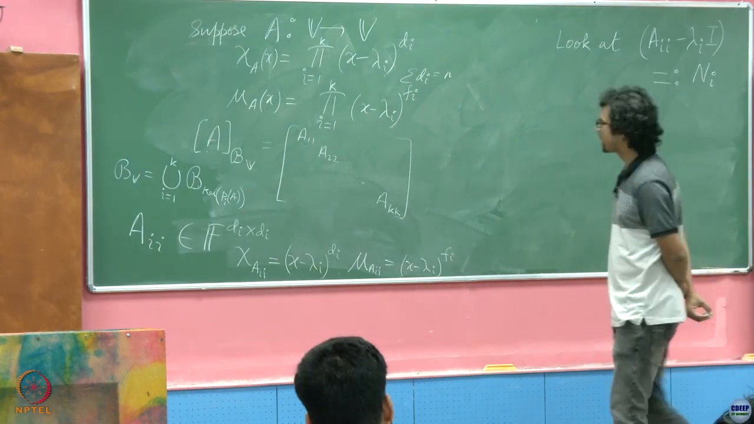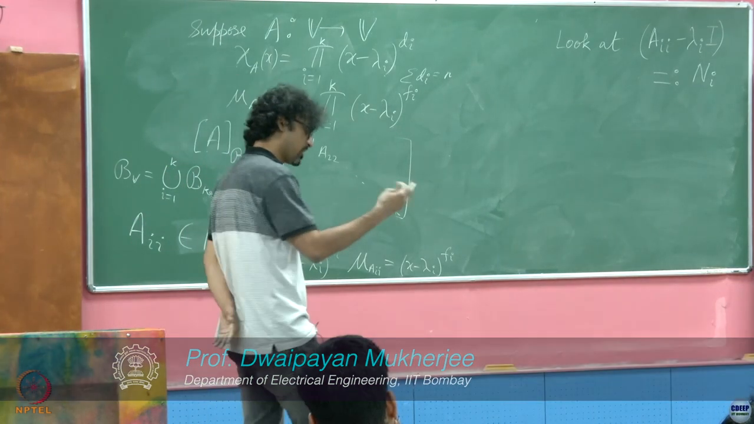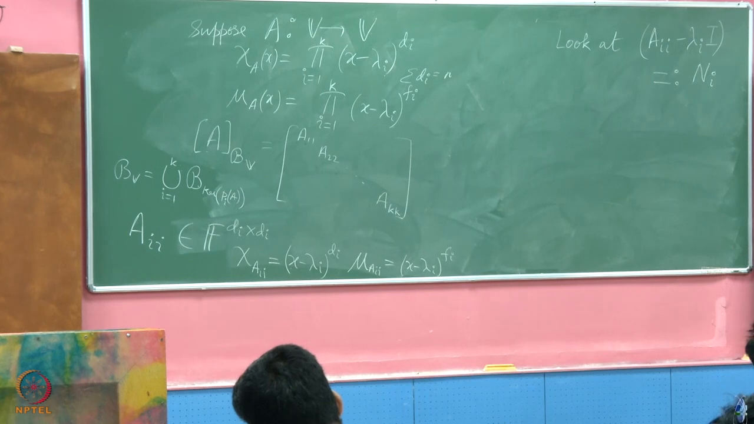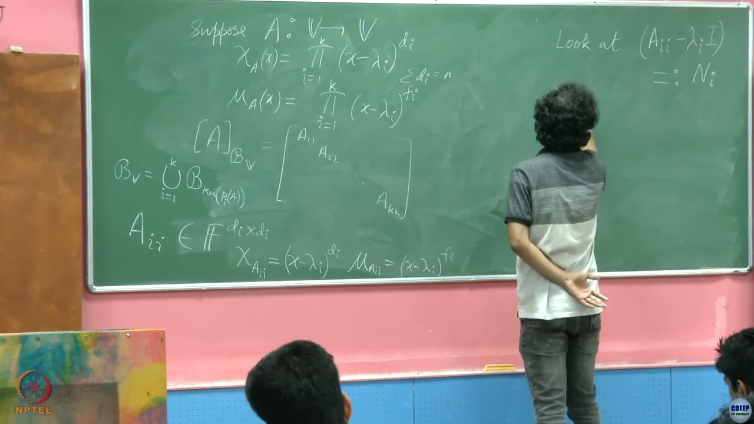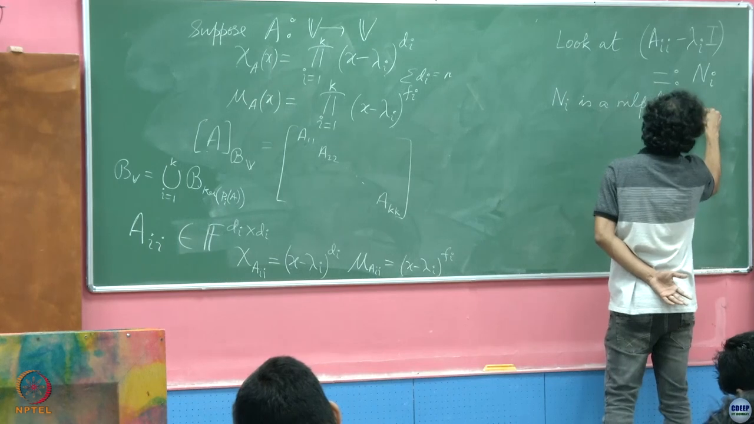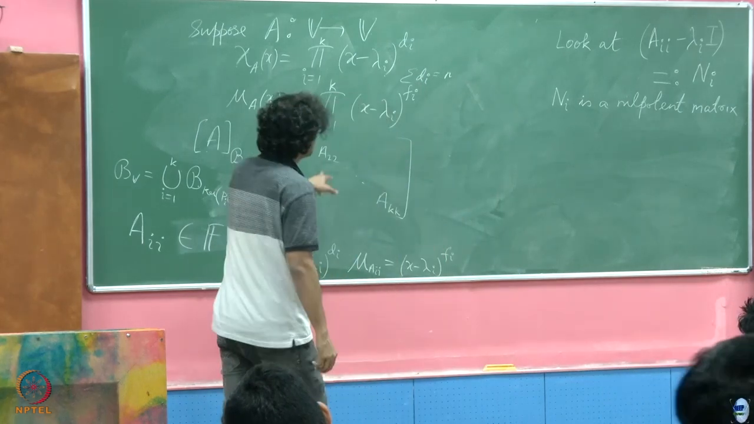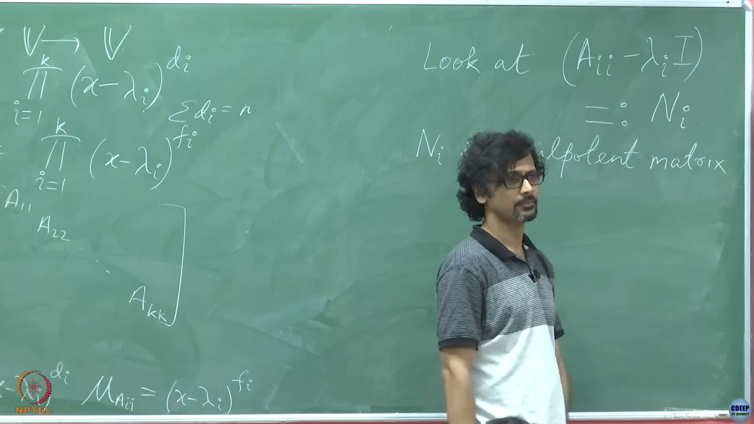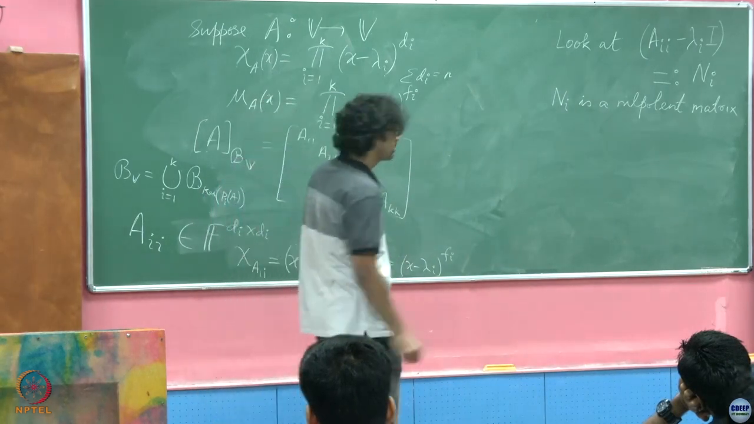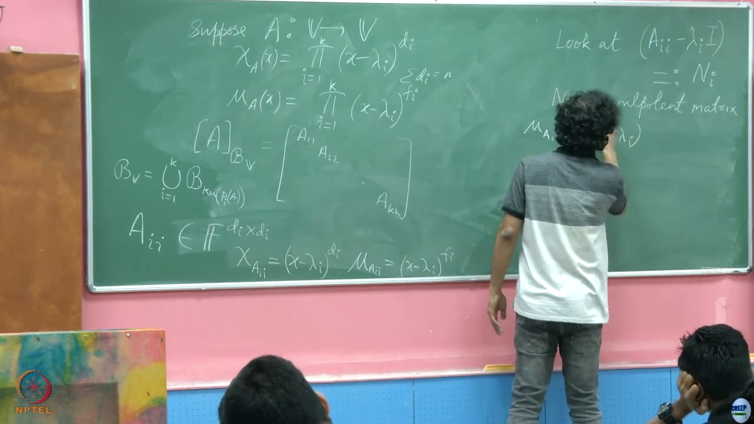I'm now going to claim that this N_i is a nilpotent matrix. What's a nilpotent matrix? A matrix which, when raised to higher and higher powers, eventually at some level becomes a zero matrix. So the claim is that N_i is a nilpotent matrix. It's not that difficult to see. Why? Because what is the minimal polynomial for A_ii? It is (x minus lambda_i) to the f_i. So mu of A_ii is equal to (x minus lambda_i) to the f_i.